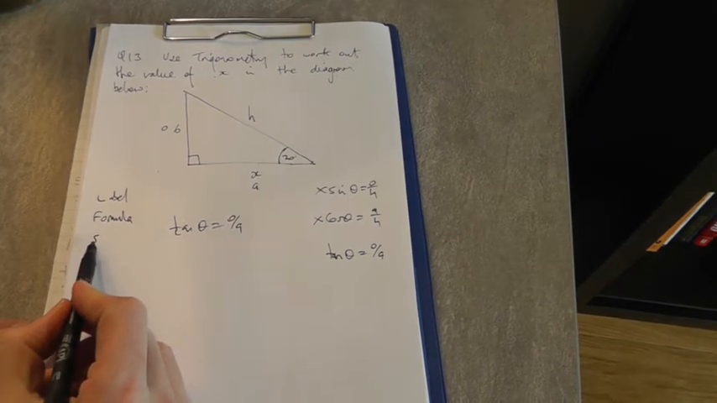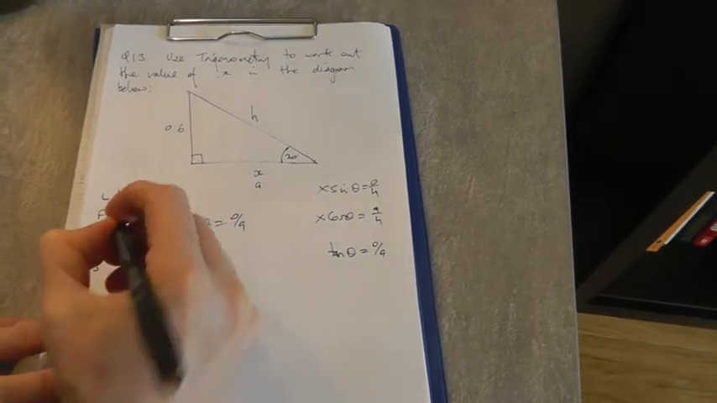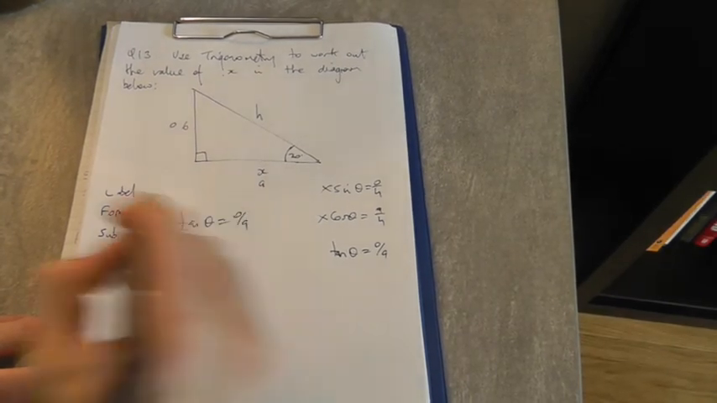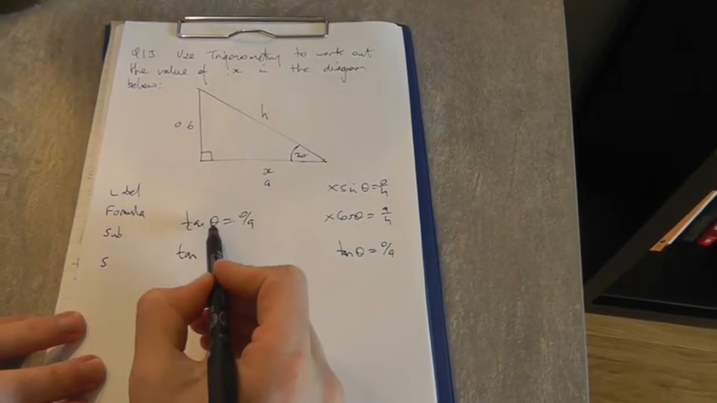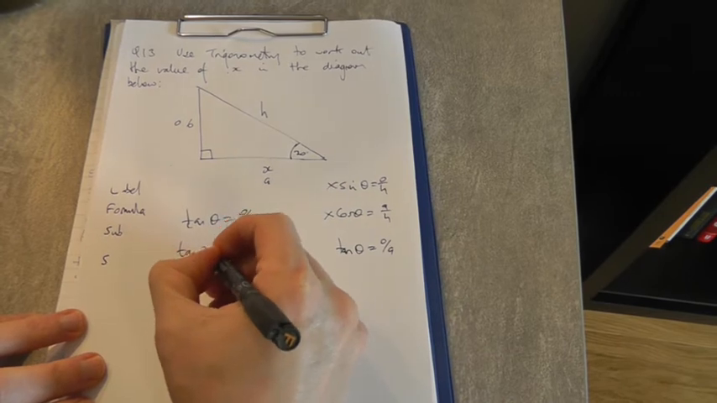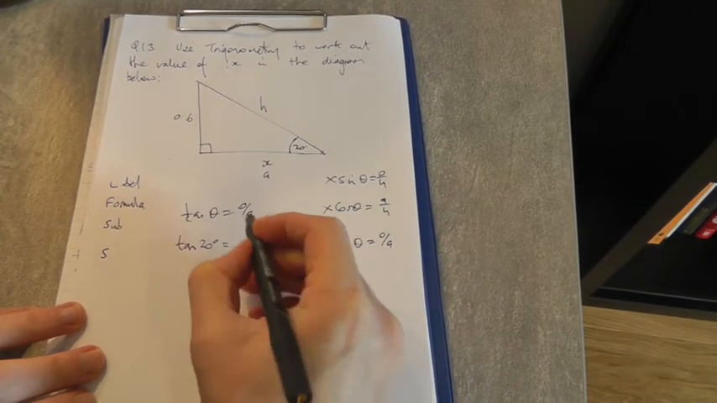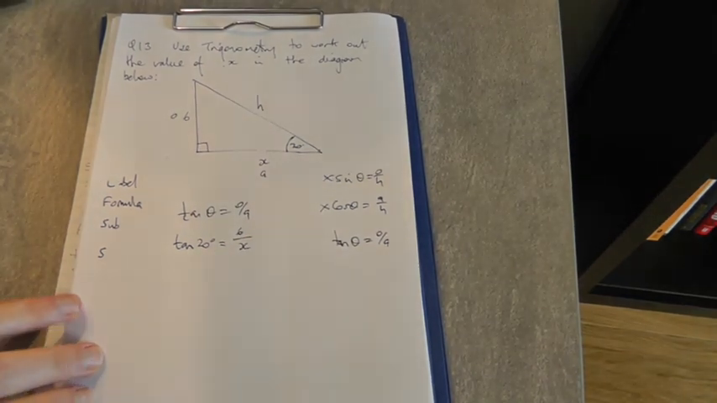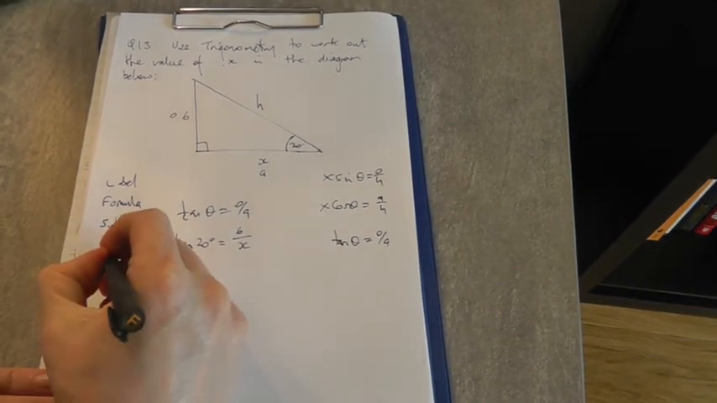I'm now on to step 3, which is sub. So let's sub in what we know. Tan stays as tan. Theta is the angle, and the angle is 20 degrees. The opposite side is 6, and the adjacent side is x. So my subbing is now done, and now it comes to solving.